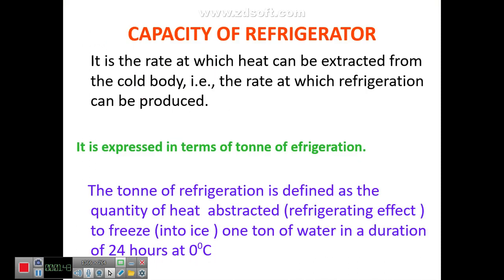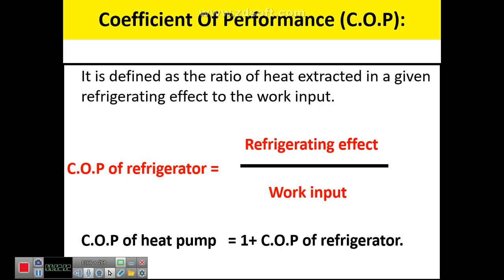Coming to the definition of capacity of refrigeration, that is the ton of refrigeration. It is defined as the quantity of heat abstracted from 1 ton of water in the duration of 24 hours at 0 degrees Celsius. Then coming to the coefficient of performance, COP, it is the ratio of the refrigeration effect to the work input.